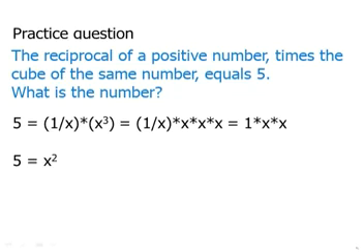Now, normally we'd have to consider both the positive and the negative square root, but the problem tells us that we're dealing with a positive number. So because we're given that guarantee, we only have to consider the positive root, and that means that x equals positive square root of 5.